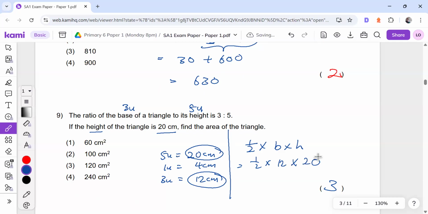Okay, all right, then how to cancel? Divide by 2 and cancel 12, divide by 2. And you get 6 times 20. So 6 times 20 is 120, which is the area. Answer number 3. Clear so far? Easy, huh? Okay, let's go to the next one.